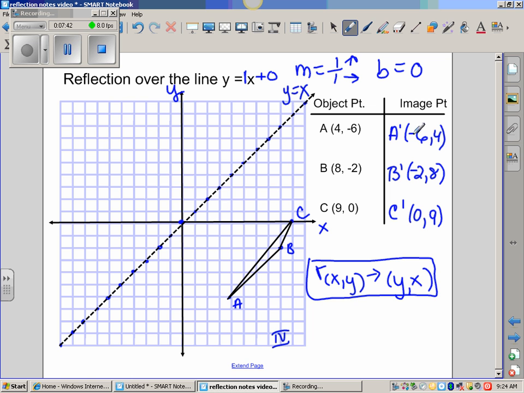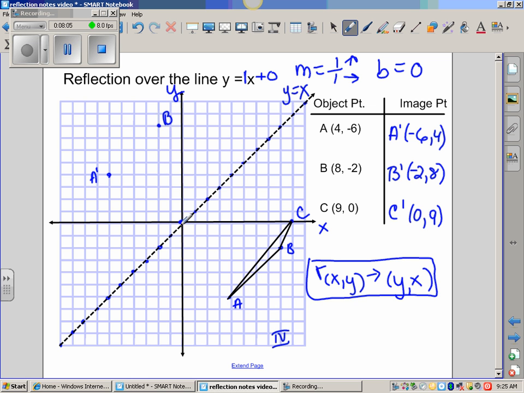So A prime is -6, 4. That means start at the origin, walk 6 to the left into the negatives. 1, 2, 3, 4, 5, 6, and then up 4. 1, 2, 3, 4. Be very careful with graphs that don't have the numbers on them. -2, 8. -2. 1, 2, 3, 4, 5, 6, 7, 8.